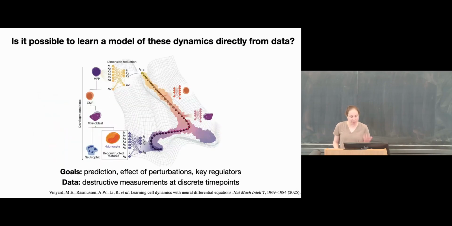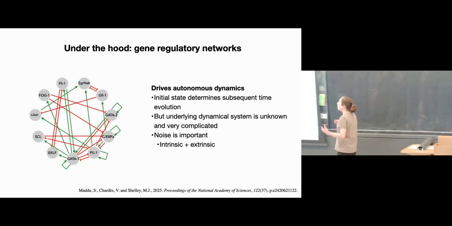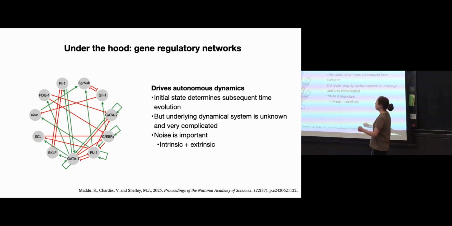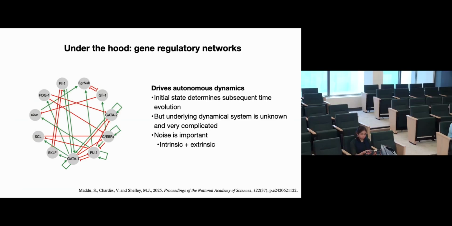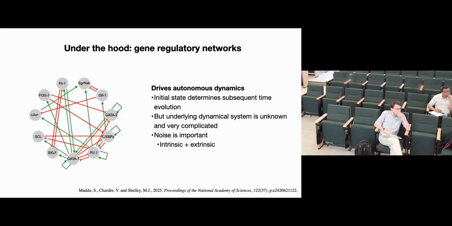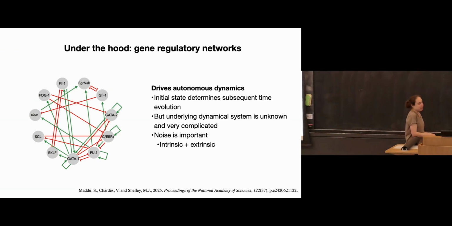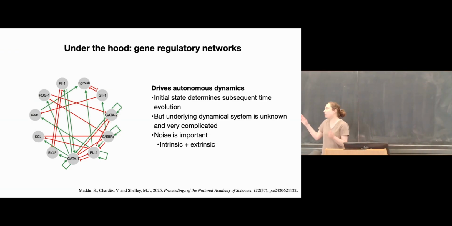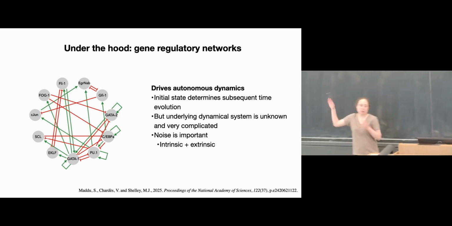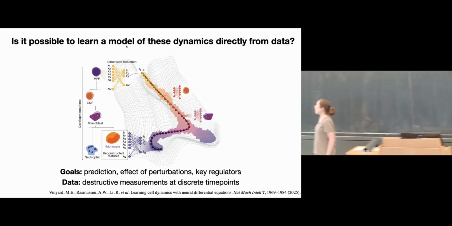But the question is, given that you have, underneath the hood somewhere, a complicated dynamical system that maybe can be modeled as having some deterministic parts that we know, and then some stochastic components, but we really don't know what all the right equations to write down are. So can we learn anything about these landscapes directly from data?